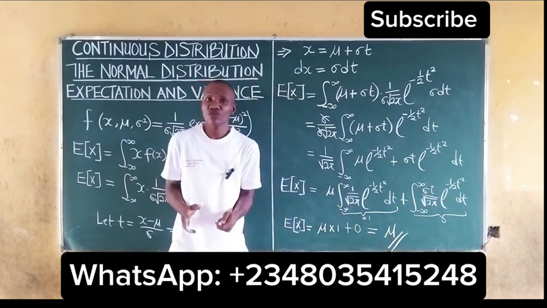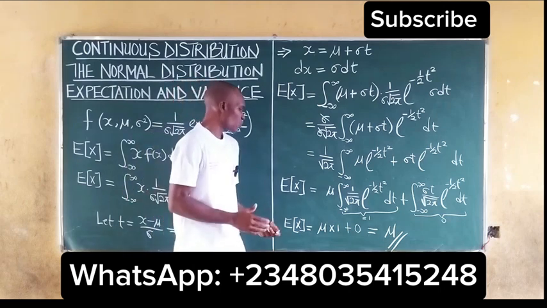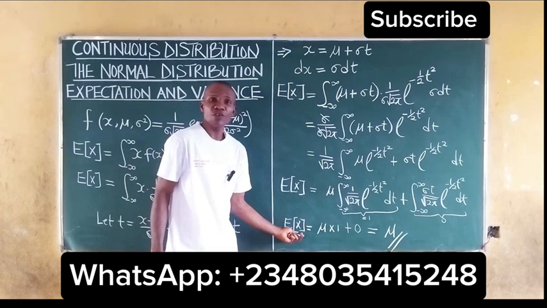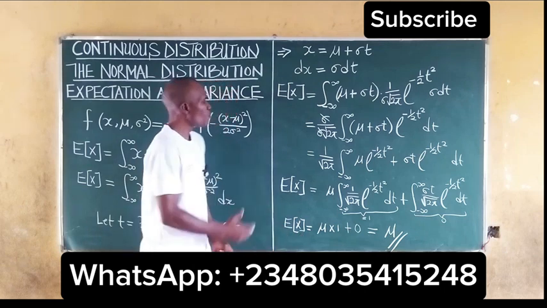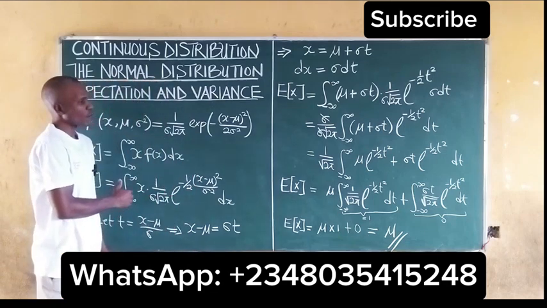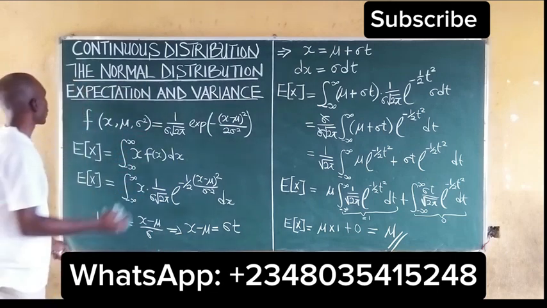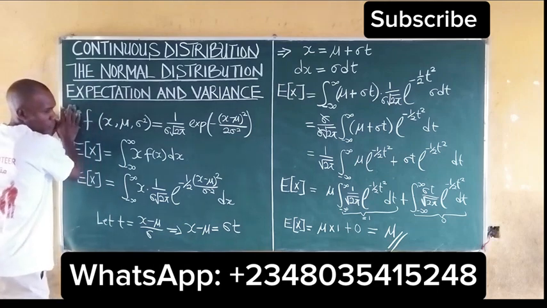The next thing to do is to look for the variance. Since we have found the expected value of x, we will move over to this other side of the board to find the variance of the normal distribution for a continuous type. So we come here.